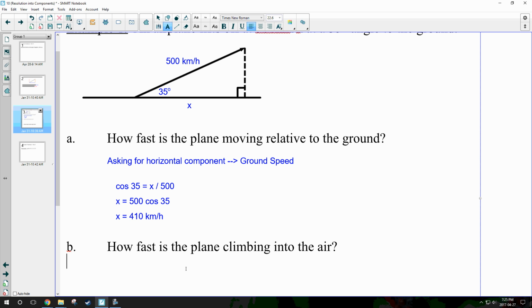The second part of the question asks us, how fast is the plane climbing into the air? So again, looking back at our diagram here, when it asks us how fast is a plane climbing into the air, it's really asking us for that vertical component here. So let's give that one a variable, and let's call that one y.